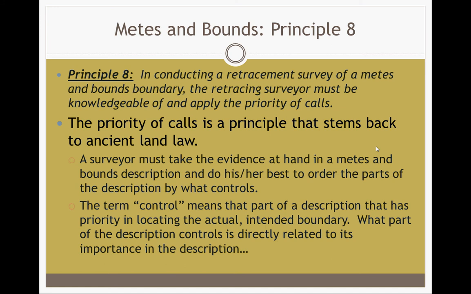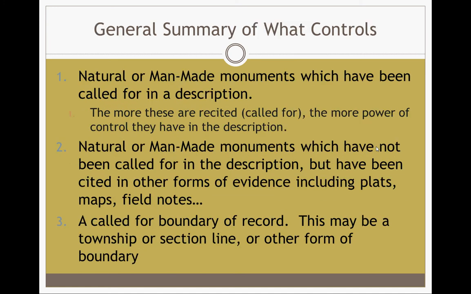So, to give you a little bit of information, this is a general summary of what controls and the order in which they control, okay? Starting at 1 and going to the end, 1 being the best control and the end being the worst kind of control. Now, this all came out of legal descriptions written by Waddles, Writing Legal Descriptions.